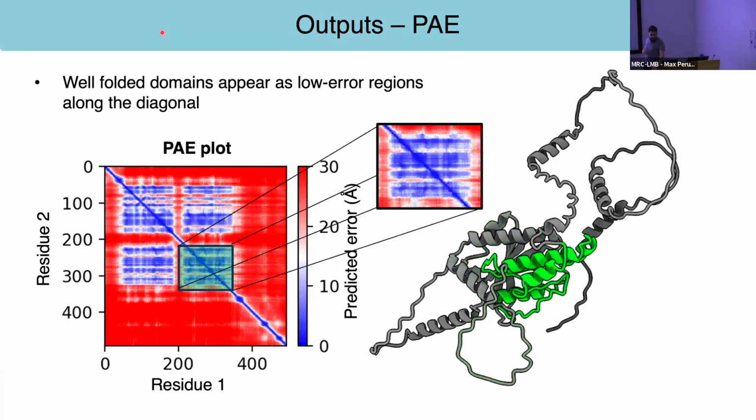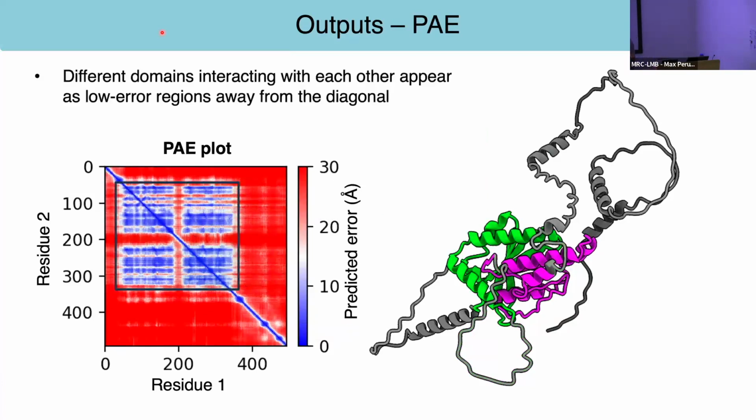And then we have the subdomains here that are interacting with each other. And so these are coming out as patches that are away from the diagonal. So the whole patch itself is kind of sitting off the diagonal. So these are regions that are away from each other in the sequence that are interacting. And this becomes important when you're interpreting the PAE plot of protein-protein interactions. Then we're talking about things that are away from the diagonal that are coming out as having low error, right? So high confidence, very blue in the plot.